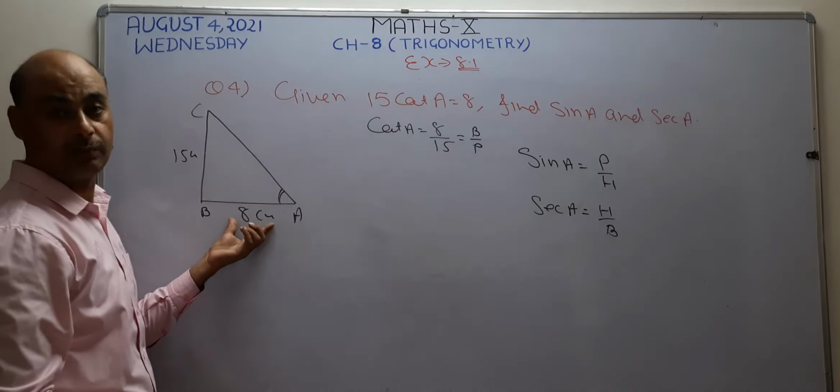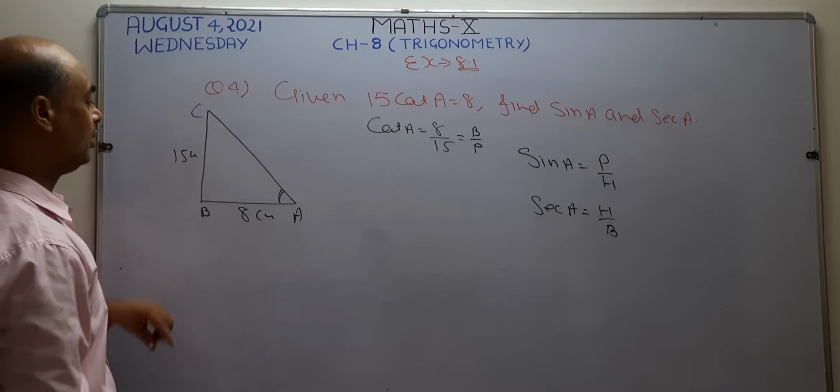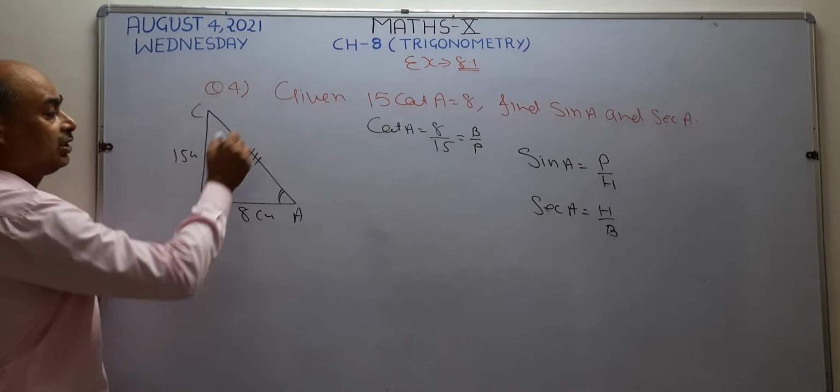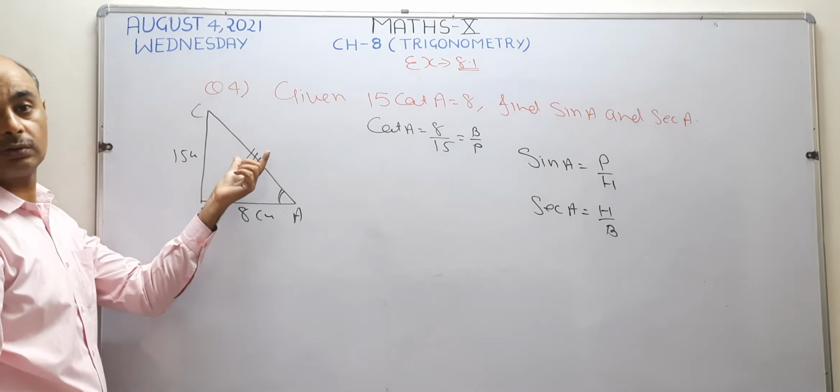Because I take this as the base. Now the base becomes 8 and the perpendicular is 15. We are going to find the value of this third side. This third side is the hypotenuse. How do we find the value of this third side? Again by using the Pythagoras theorem.